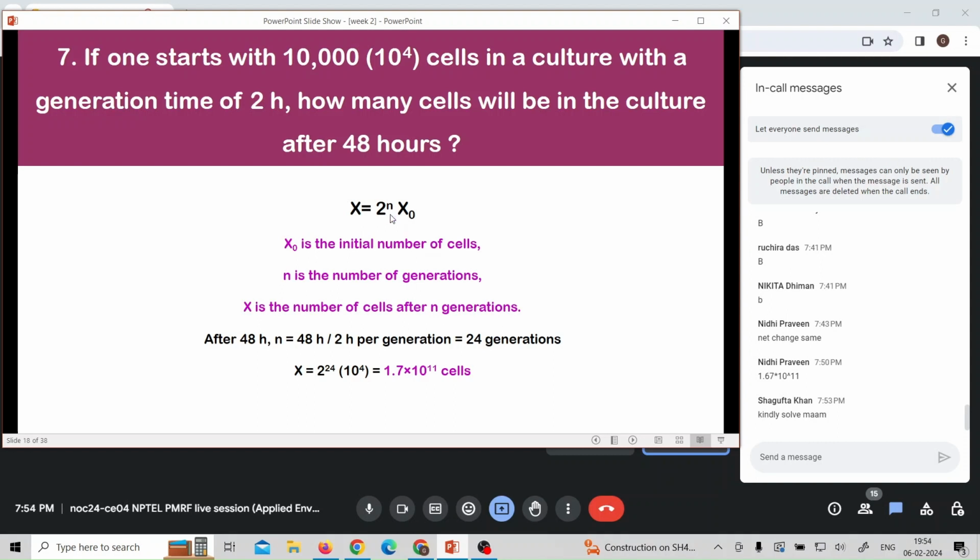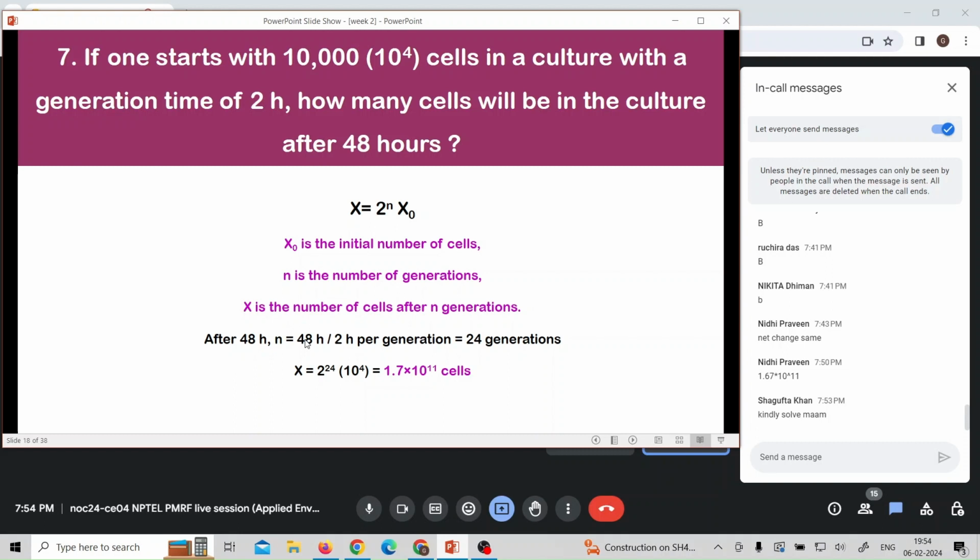In order to calculate the number of generations, you will calculate how many generations will be covered in this time that I have given you. So 48 hours, and one generation will take 2 hours to grow, right? To get one generation, it will take 2 hours. So 48 hours by 2 hours will give you 24 generations.